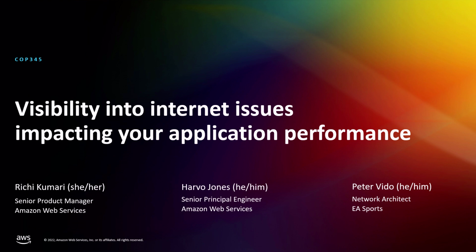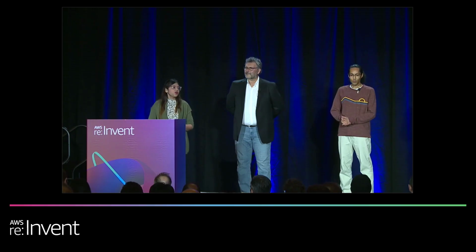The topic in this session is visibility into internet issues impacting your application performance. So, if you are a network engineer or an application developer responsible for running your internet-facing workload on AWS, you are in the right session. This is a 300-level session where we'll discuss how CloudWatch Internet Monitor offers visibility into internet issues impacting your application performance. My name is Richie, and I lead product management for internet monitoring at AWS.